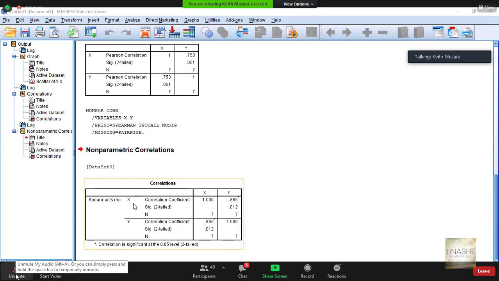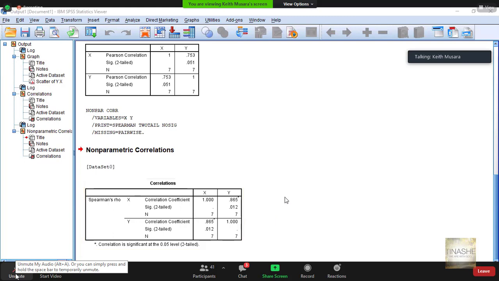I said the Spearman's correlation. We have got the Spearman's correlation, which is 0.865. We have to interpret that value by saying it's a strong positive linear correlation between X and Y. Now, for us to do the hypothesis testing for the Spearman, you have to look at the p-value, which is 0.012.